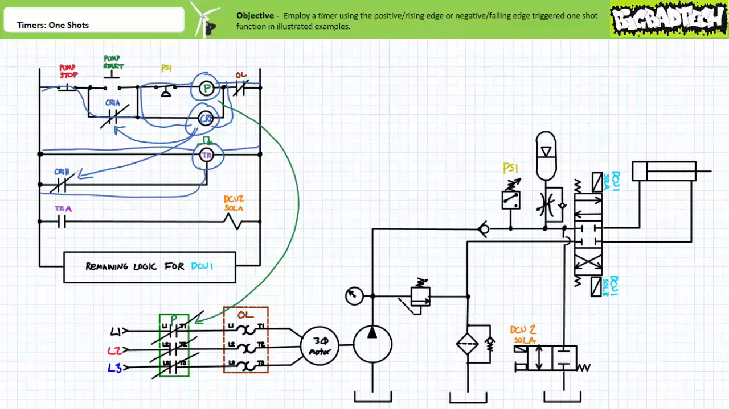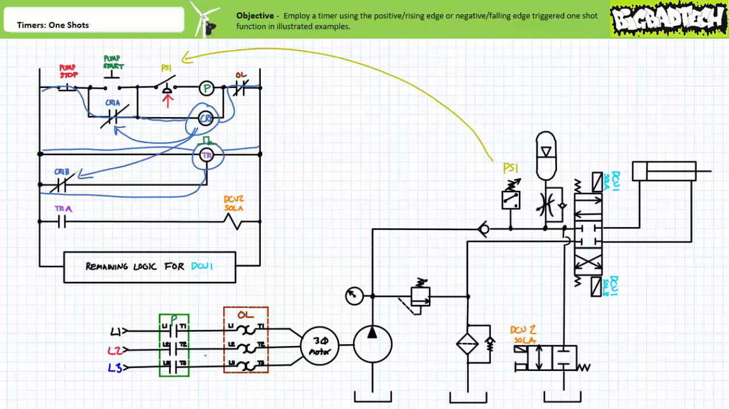When CR1B closes, the auxiliary controlling input of timer relay TR1 is asserted. This timer is, however, executing the negative edge triggered one-shot function, and contact TR1A remains in the deactivated open state. At a certain point, pressure in the accumulator rises to the set value of pressure switch 1. PS1 opens and de-energizes the P contactor coil. The P primary contacts open and the motor-driven pump stops.